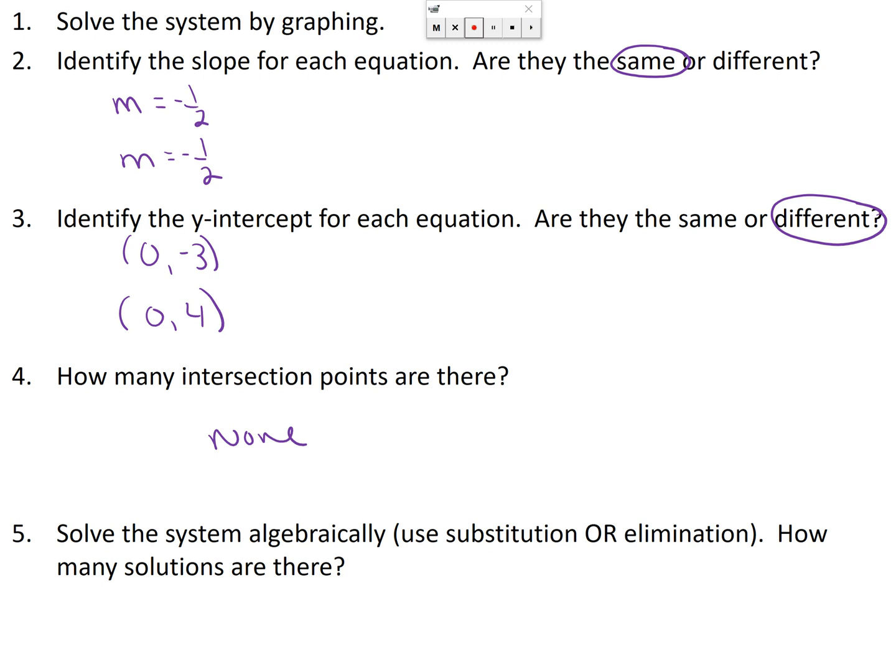When we solved the system algebraically, we chose substitution because y was already by itself. How many solutions are there? There are no solutions.